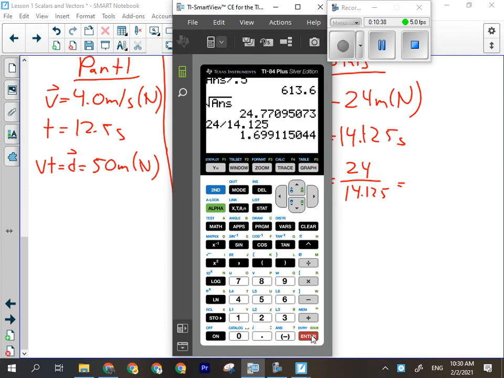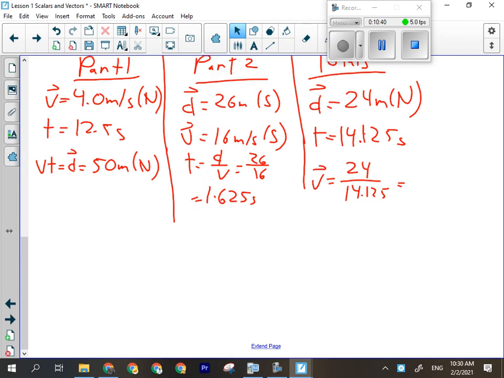All right, so we're looking at 1.7 meters per second north. Okay, is that a lot different answer than I would have got if I'd have added 4 and 16 and divided by 2? A lot different. Even if I'd have made the 16 negative, it still would have been a lot different. Okay, that's why I can't just add them together.